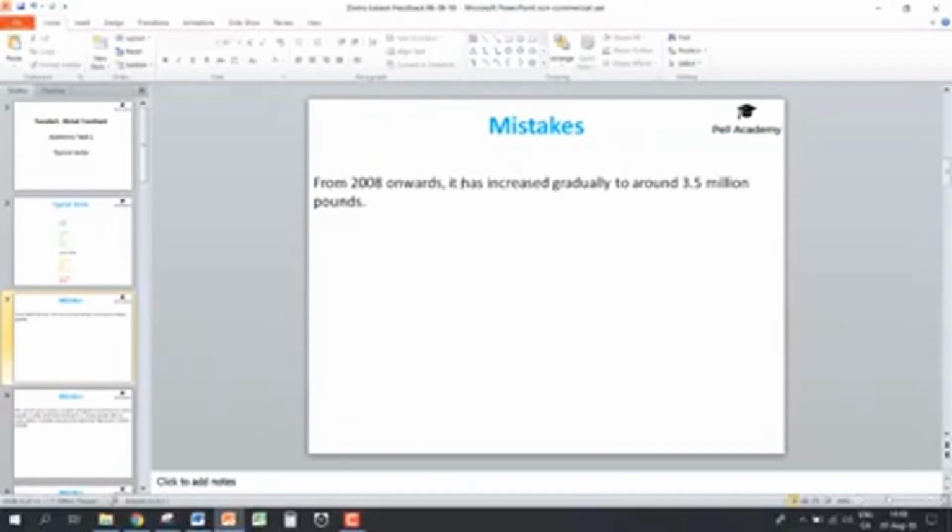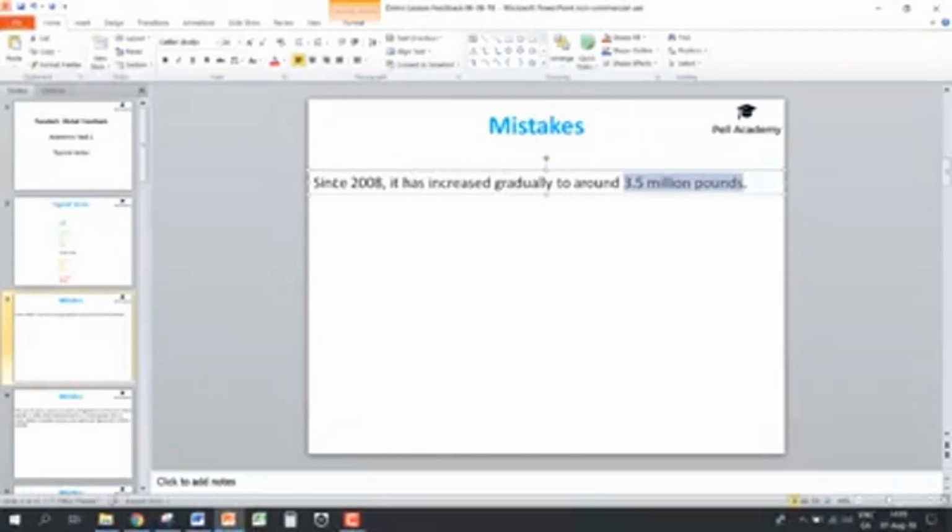From 2008 onwards, it has increased gradually to around £3.5 million. Okay, so the problem here was that the person needs to focus on 2018, so the person was trying to explain what happened between 2008 and this year. So really what that should be is "since 2008". So it's just more clear that the year we're referring to now is 2018, because since 2008 it has increased gradually to £3.5 million, and that is the figure for this year. So very often when we're using present perfect, we're going to need to use the word "since" to refer to all the time from 2008 until now.